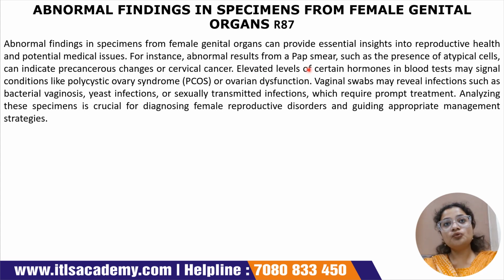I think it's done to test or to look for any evidence of cervical cancer, which is the cancer of the cervix of the uterus, and which is the most common cancer in women. Such as the presence of atypical cells, which can indicate precancerous changes or cervical cancer. Elevated levels of certain hormones in blood tests may signal conditions like PCOS, means polycystic ovarian syndrome, which is again a very common manifestation nowadays, particularly in the teenagers or the adolescent girls, or ovarian dysfunction.